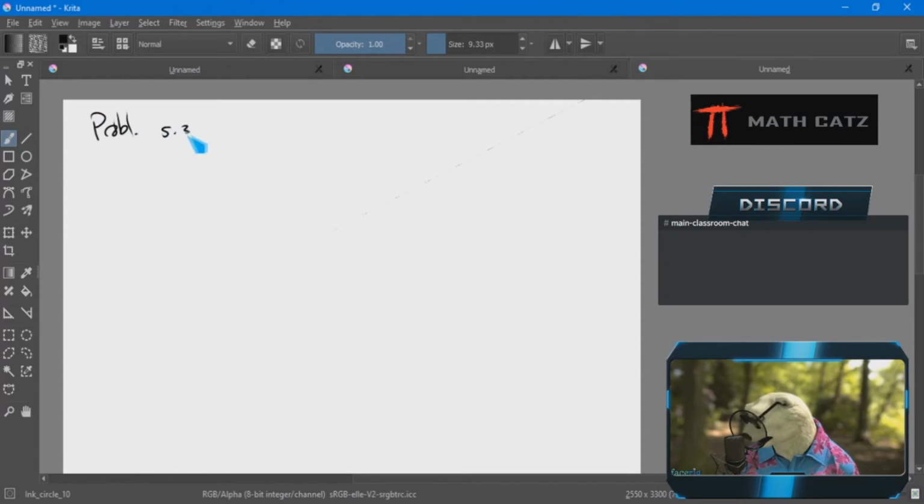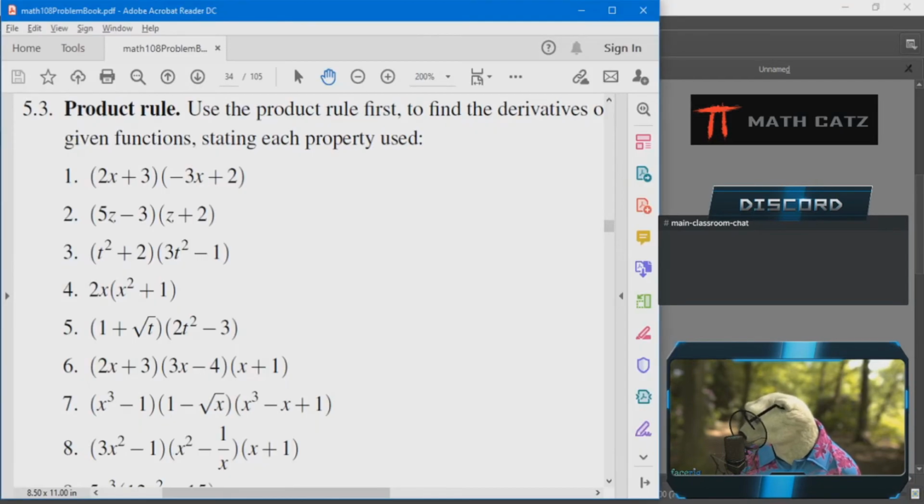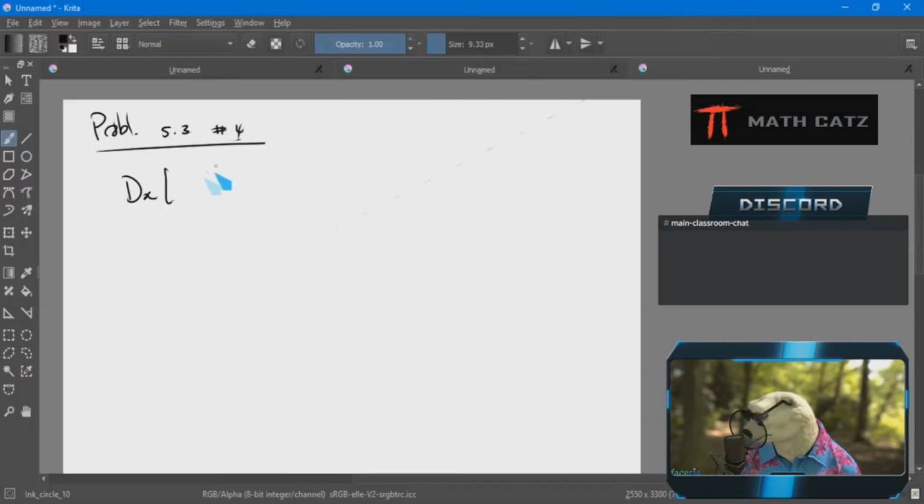Problem 5.3, number 4. Because, and the test question may do this, because it says use the product rule, I have to use the product rule, and not multiply it in, simplify it first, and then go to the derivative. It says use the product rule first, which means I have to. So 2x times x squared plus 1. It doesn't have to be complicated to practice. The principles are the same.